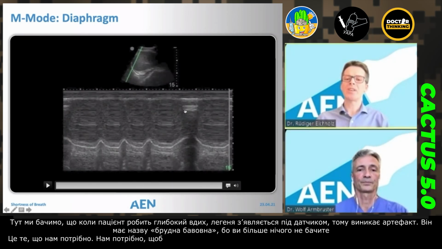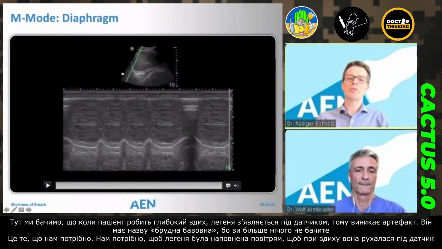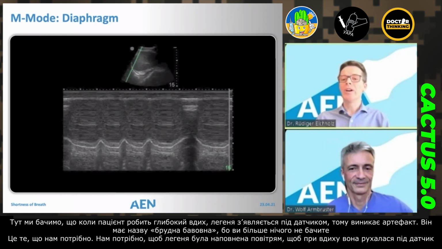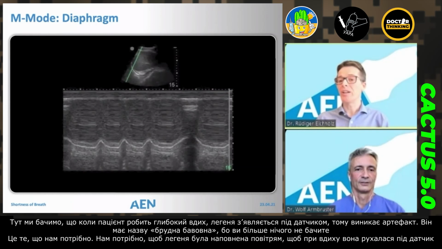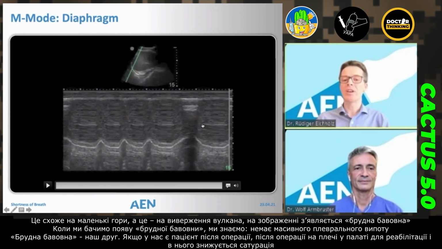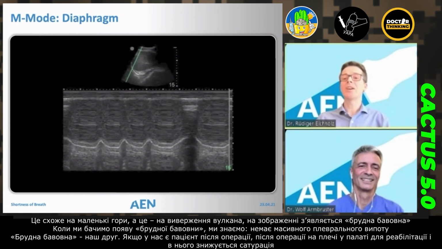And what you see here, for instance, is when the patient breathes in deeply, for those of you who know it already, the lung is actually moving in underneath the probe. And this is why you get an image artifact here, which is called the dirty curtain, because you don't see anything anymore. And this is actually what we want. So we want the lung to be filled with air, and with inspiration, it will actually move underneath the probe. So you've got the dirty curtain. And if you image this in M mode, you see it like this: it looks like little mountains. And this looks more like a volcano erupting. And this is the dirty curtain coming into the image. And whenever we see the dirty curtain coming in, we know that there cannot be a large amount of effusion in the pleural cavity. So the dirty curtain is our friend.